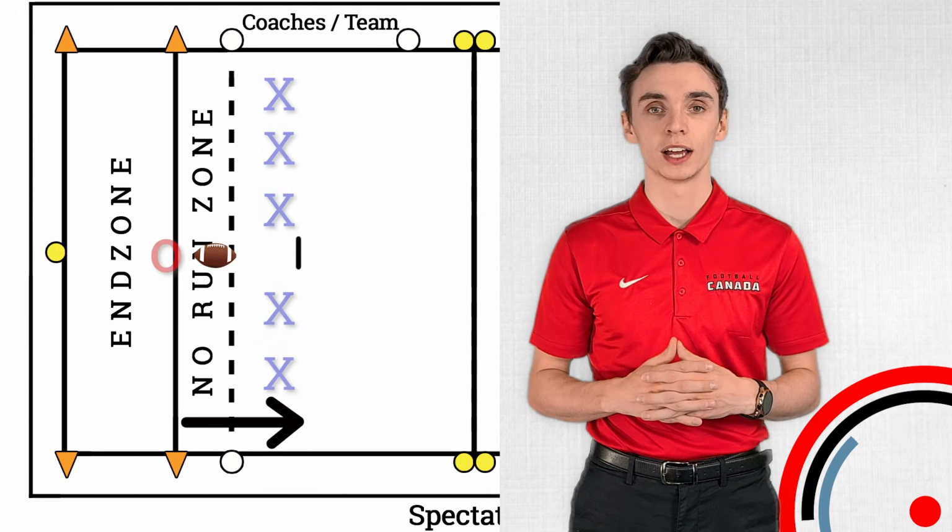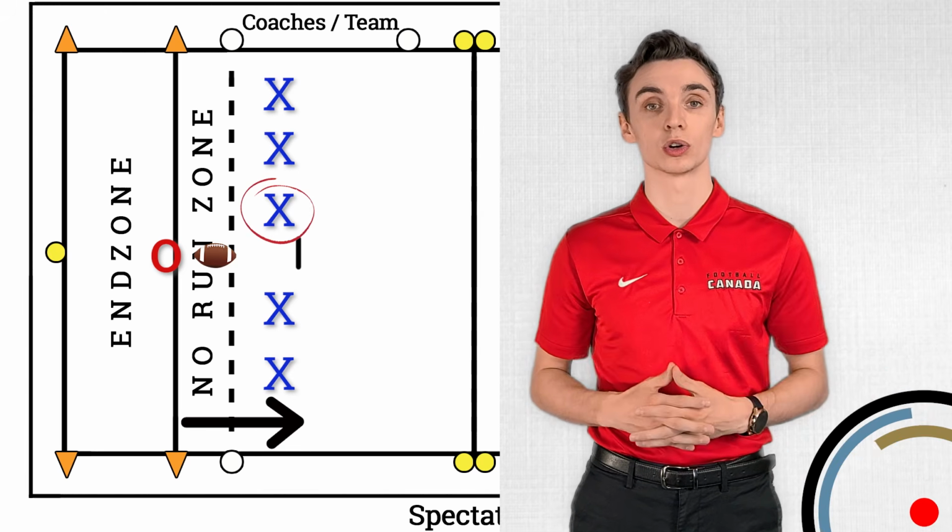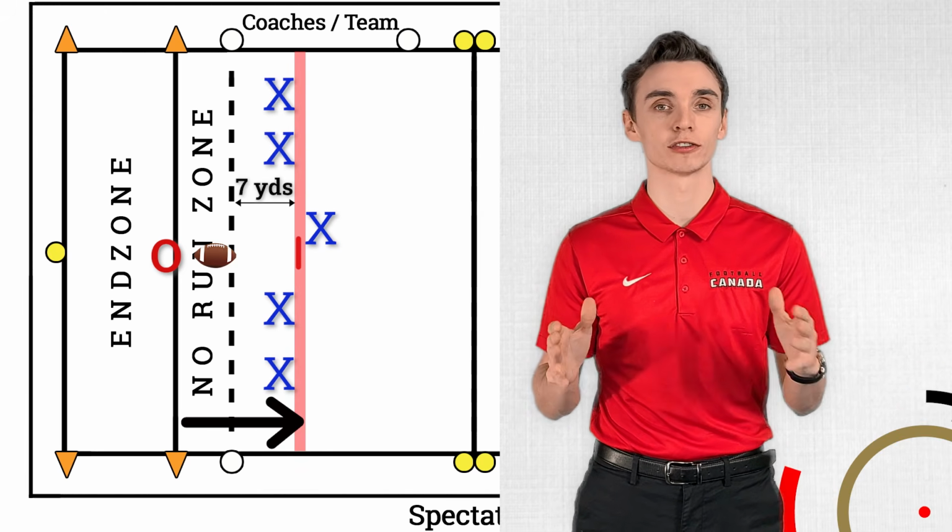Now let's talk about some of the rules and positions that make flag unique. If anyone on the defense intends to rush the quarterback, they must be at least 7 yards away from the line of scrimmage.